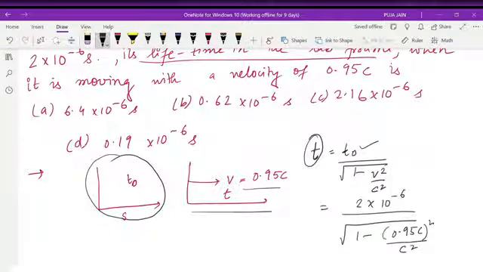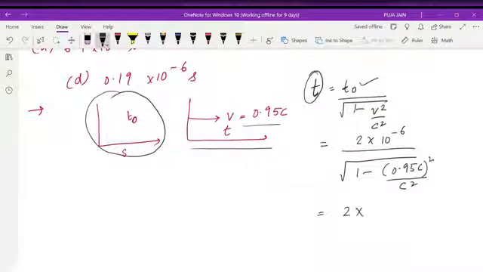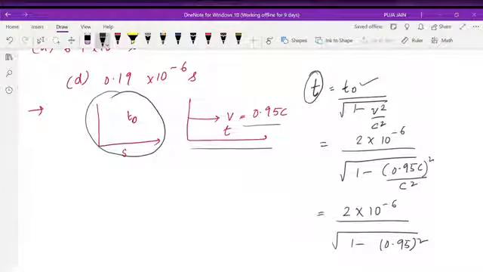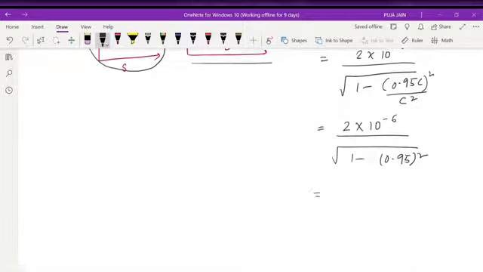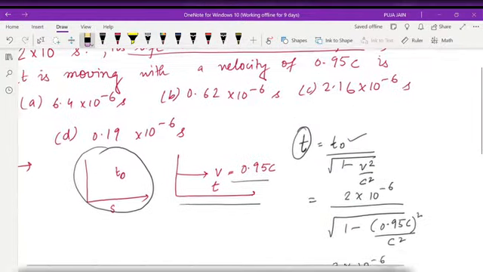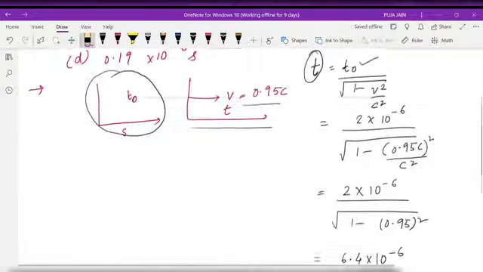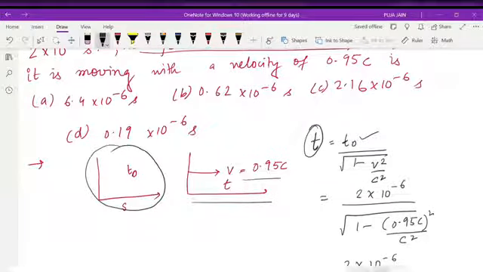Now the calculation part: 2 into 10 to the minus 6 by root 1 minus 0.95. c will cancel out, and this value I will do with calculator. I am getting the value as 6.4 into 10 to the power minus 6. So this is my answer, what I am getting after calculation. So this is option A. Yes, exactly, option A is matching. So this answer is the correct answer.